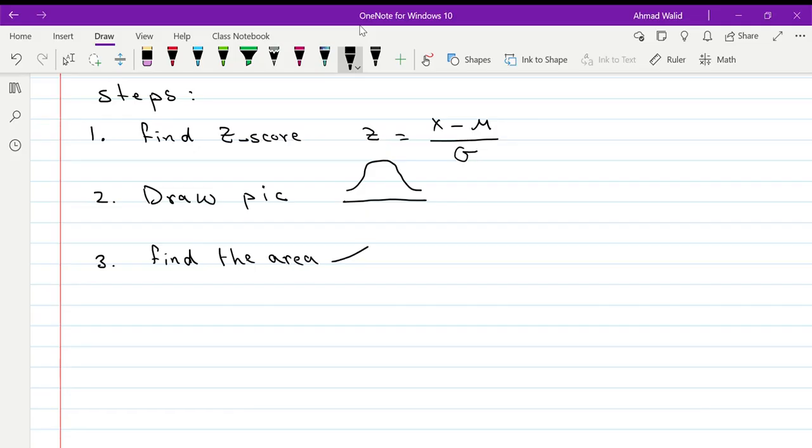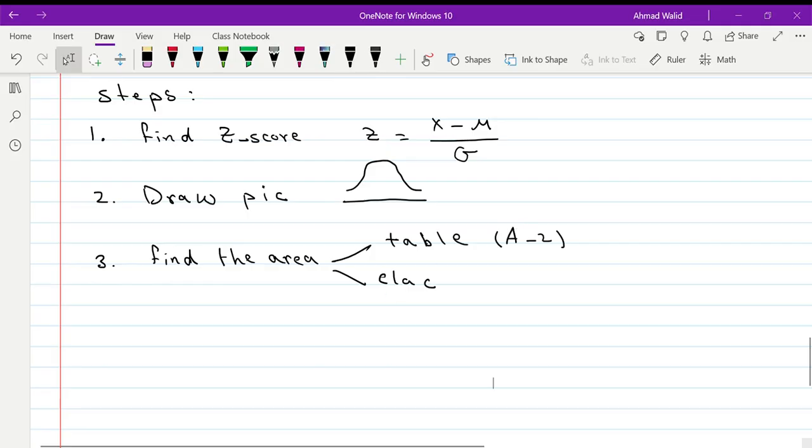Using the table in your book, which is table A2, at the last 2 pages of your book. I'll teach you how to use the calculator. To use the calculator, let me first explain.